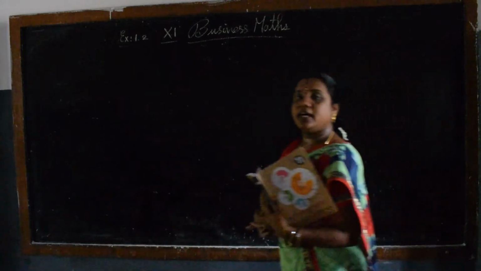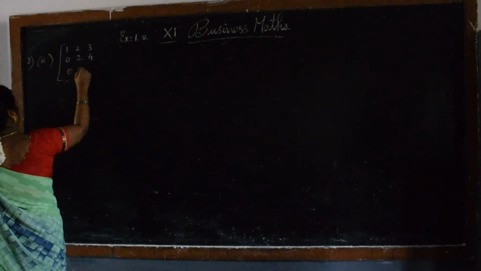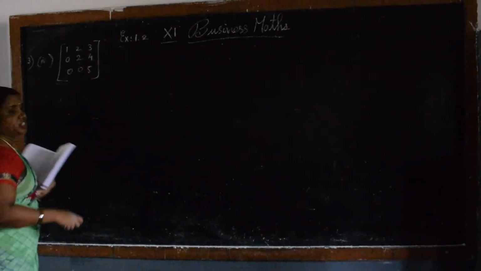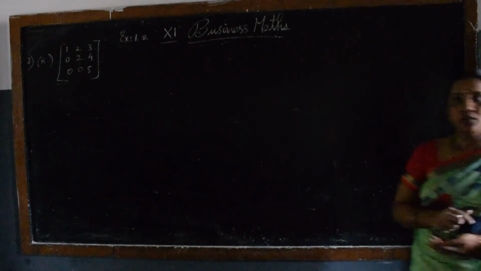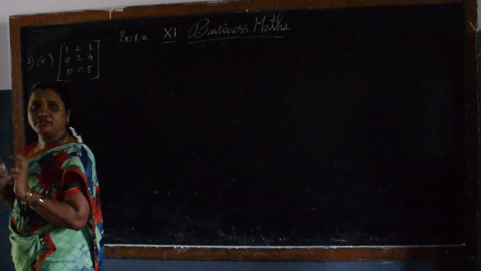See here, third question, third subdivision. The matrix is given. This is the third question. You have to find the inverse for the given matrix. What is the inverse formula? First you write the formula.